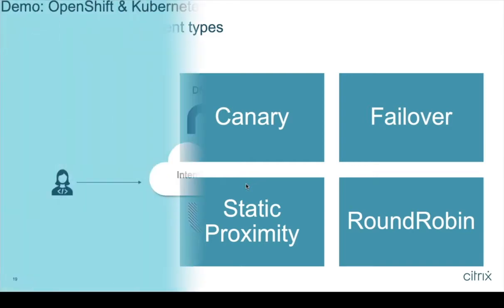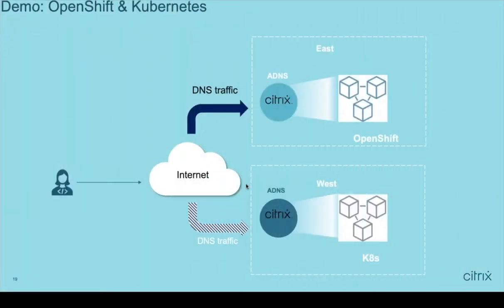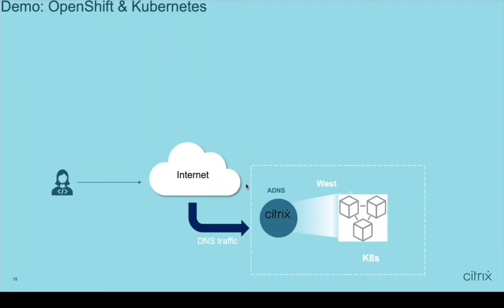So I have two clusters. I have one OpenShift cluster. It's located in the east zone in my data center, and then I have a Kubernetes cluster which is located in the west zone in my data center. And I'm going to use a failover method where I'm going to make OpenShift the primary, and then I'm going to fail that OpenShift cluster, and you will see that the traffic is automatically routed to this west data center, which is Kubernetes.